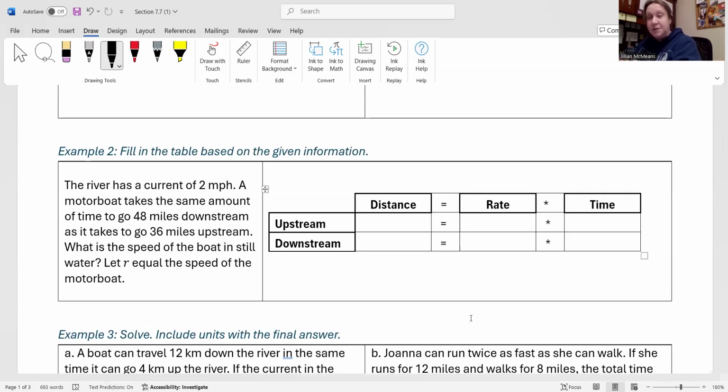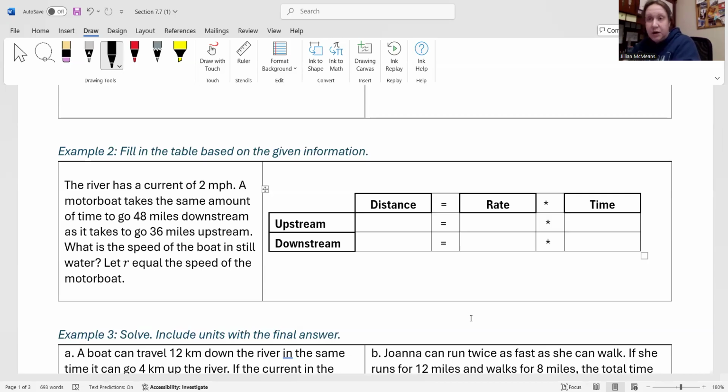This table is going to be a pivotal part of these uniform motion problems. So really learn and understand this table. Let's read the problem first, then we'll look at how this table came to be, then we'll fill in the table.